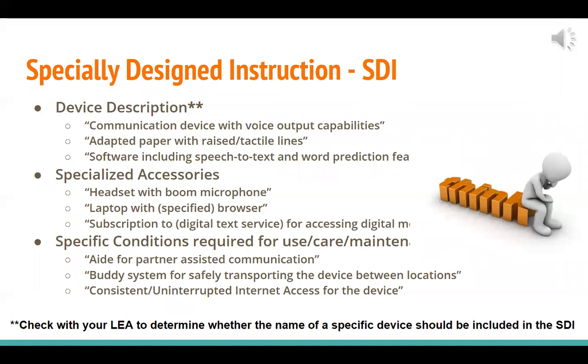So if we need to make sure that students have consistent and uninterrupted internet access for the device, and that's something that could be questionable, it's best to list that in specially designed instructions so that the people who are responsible for helping and supporting that student in the various locations around the school where they'll use that device understand that that's really key to their success with their AT.